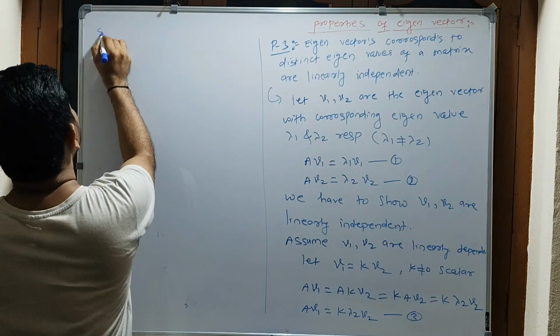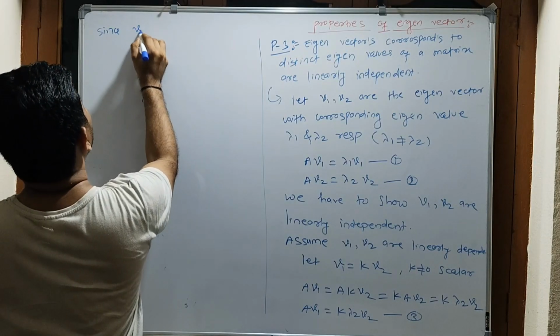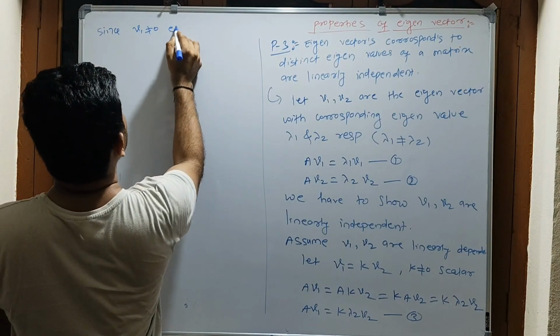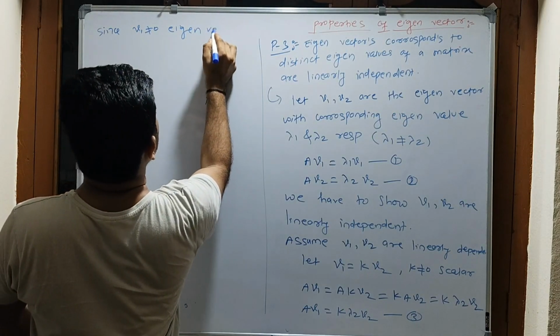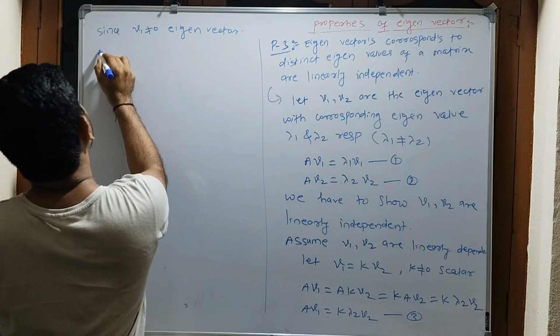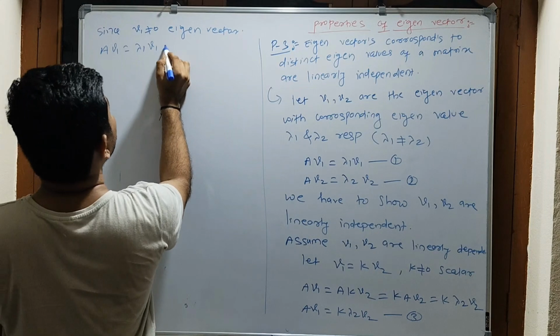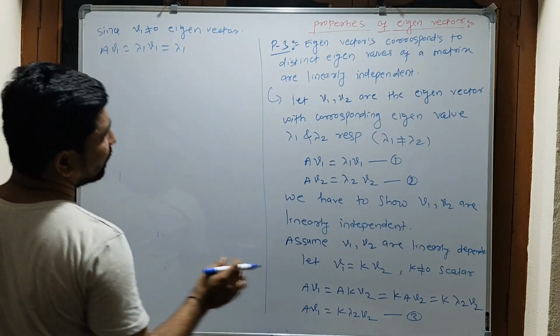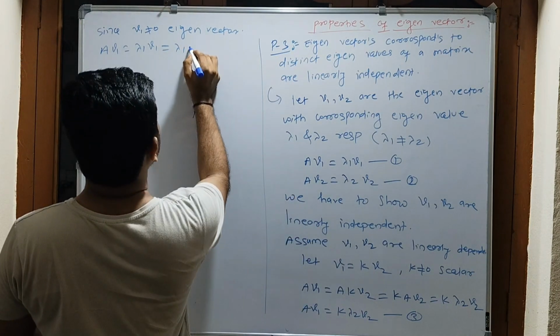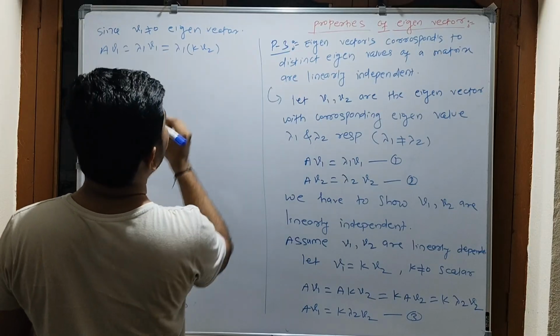Now since v1 is a non-zero eigenvector, A v1 is equal to lambda 1 times v1, which is equal to lambda 1 times, putting the value of v1, k times v2.